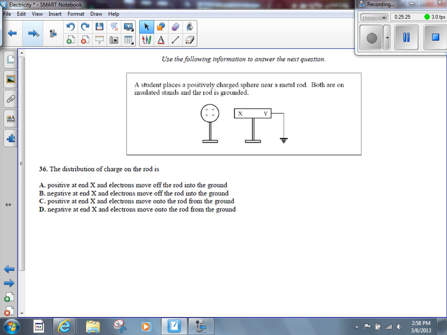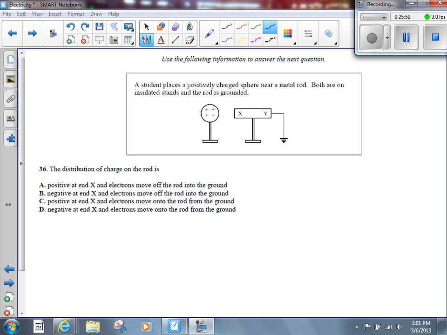One more question, though, that I do want you to work on in class here. It's multiple choice question number 36 from your booklet. Give you 30 seconds to work on that, and then we'll take a look at it. All right, what's the answer to question number 36? Who says A? B? C? D? Okay.